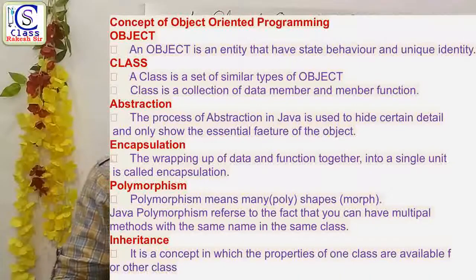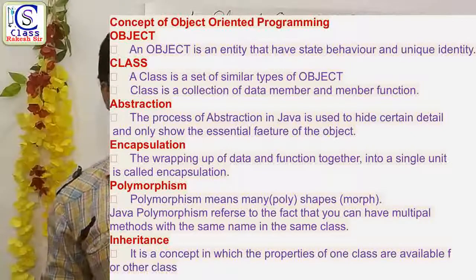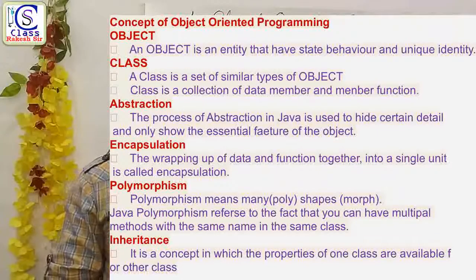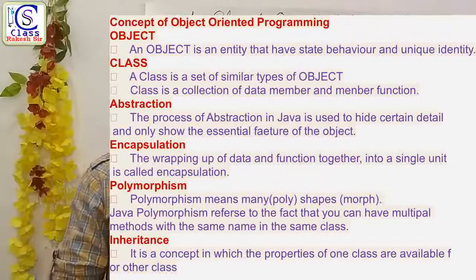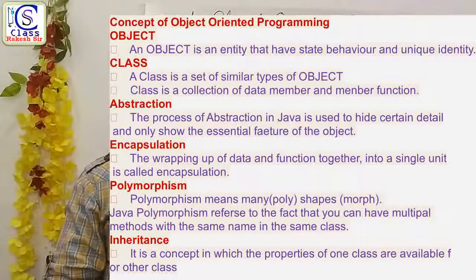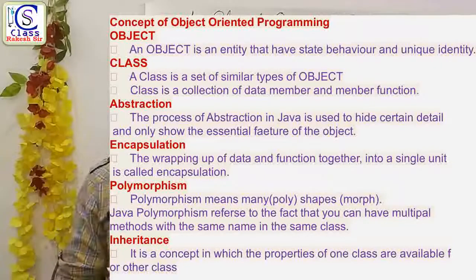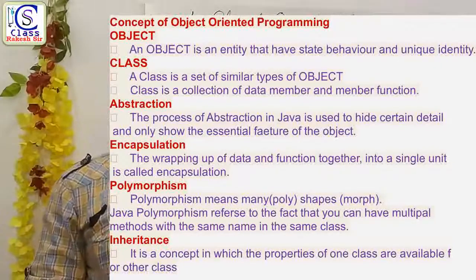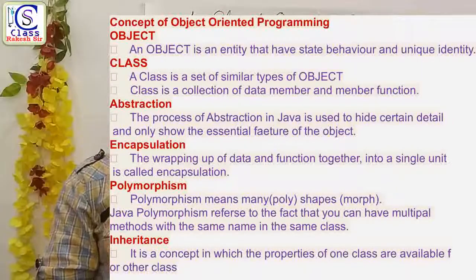The next one is encapsulation. Wrapping up data and its member functions in a single unit is known as encapsulation. Next one is polymorphism. Polymorphism means representing multiple forms of a method. It means the method name is the same, but it performs in different forms. That is known as polymorphism. And the last one is inheritance. In inheritance, if one class is using another class's property, this is called inheritance.